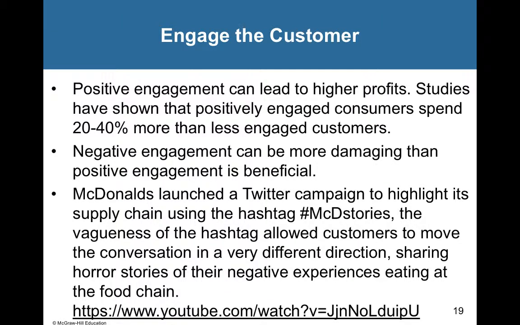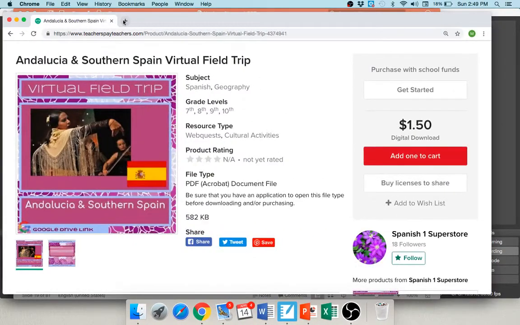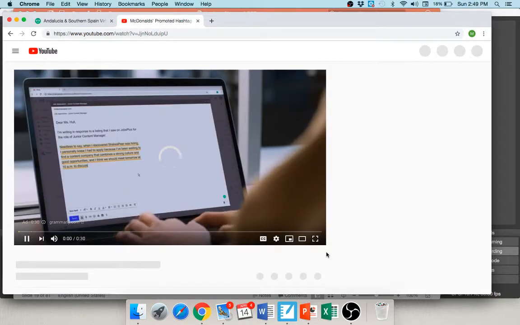Their marketers knew that this was important, and they wanted to target this aspect of the 4E framework. Well, it just so turns out that this hashtag, McD Stories, is pretty vague. If you didn't actually read to see what they wanted, and you just started sharing things, this hashtag actually allowed customers to move the conversation in a very different direction. They started sharing horror stories and all these bad experiences they had while they were eating at the food chain. So I have a little video for you here that I'm going to show. It's very short, but I think this will help to illustrate for you kind of how these things work.